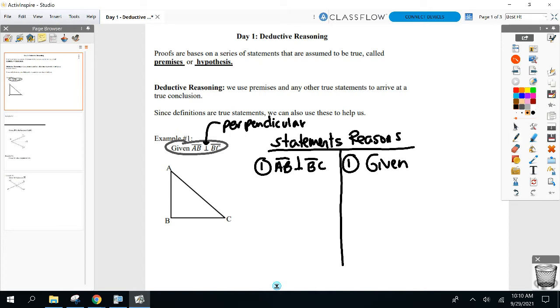If this is true, AB perpendicular to BC, you know what the definition of perpendicular is. What else is true on my diagram? Cal, let's roll. Angle ABC is a right angle. Awesome. Angle ABC is a right angle.